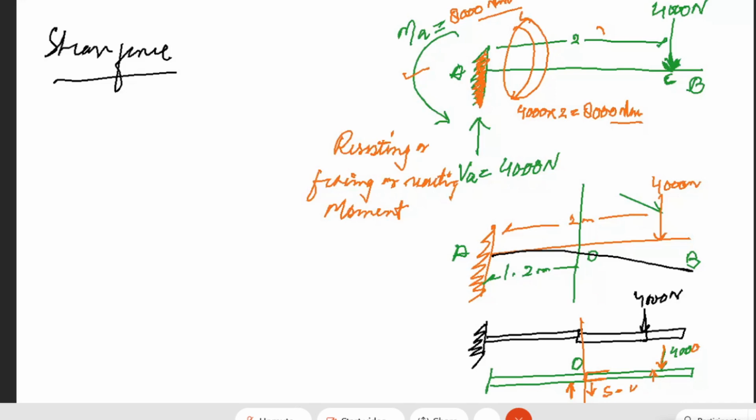4000 Newton. Okay, and on the right hand side of this section at point D it will be downwards, and on the left side it will be upwards.